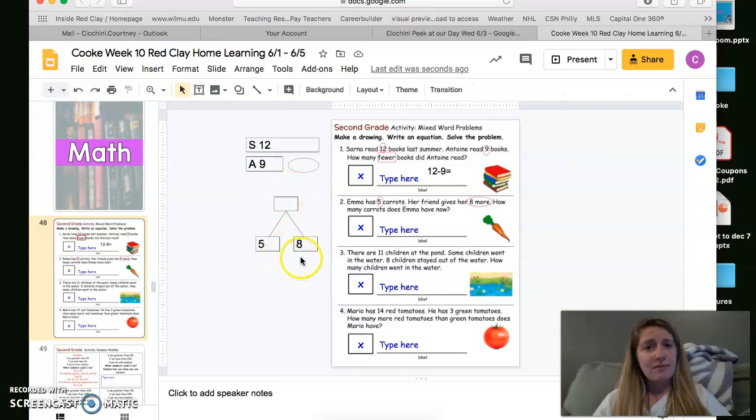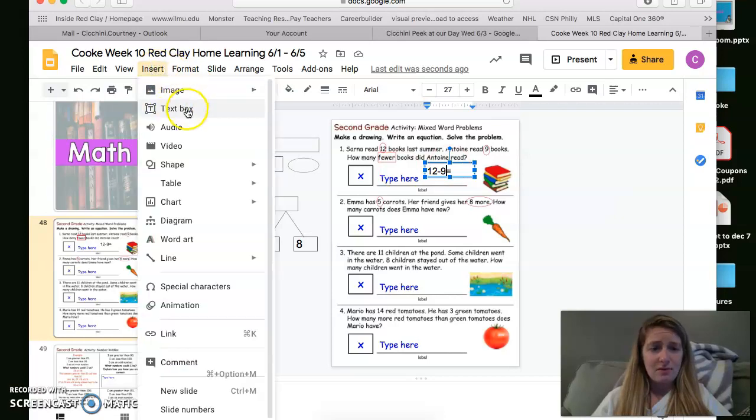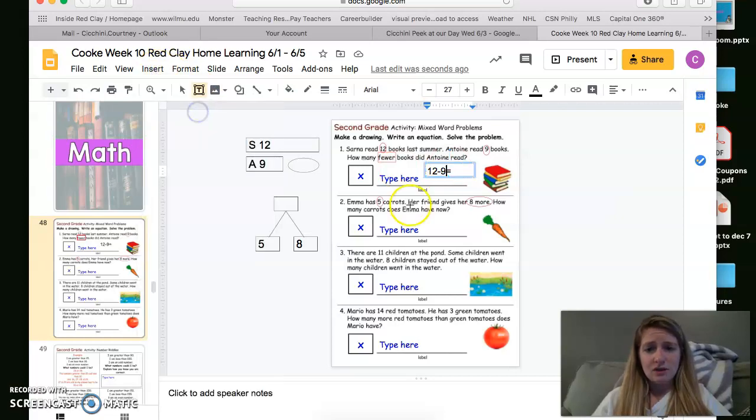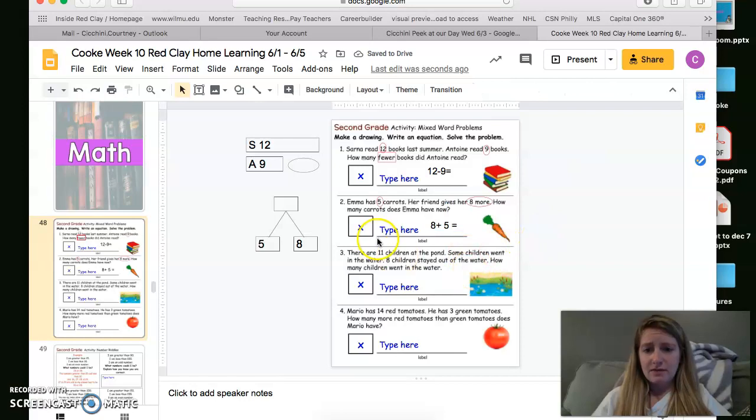So when we have a math mountain, think about what we do when we have 2 bottom numbers. When we have 2 bottom numbers, and we don't know our total, we add. So 8 plus 5 equals, and then you guys can solve that and write your label there.